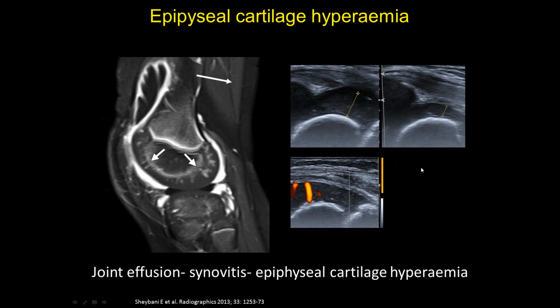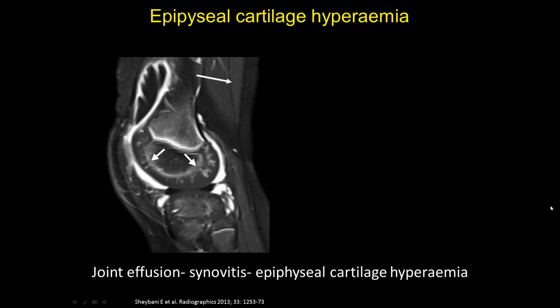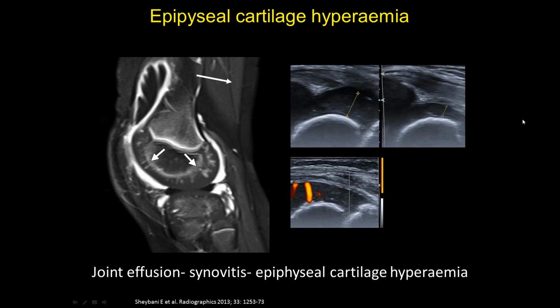And if we put on the power Doppler, as we did here, we can see the spoke wheel appearance of these large vessels, as we can see on the MRI just as well. So I like this feature quite well, epiphyseal cartilage hyperemia, and especially the fact that you can see it on ultrasound, I find very neat.